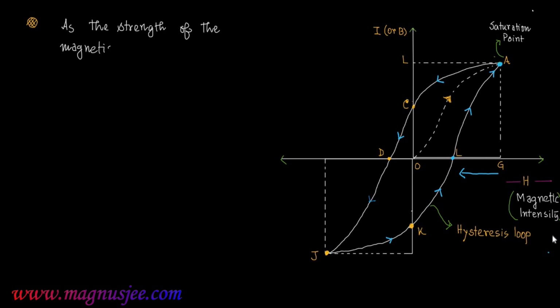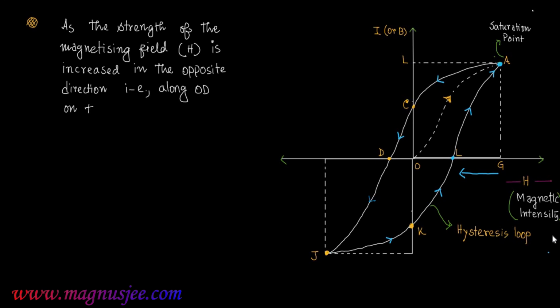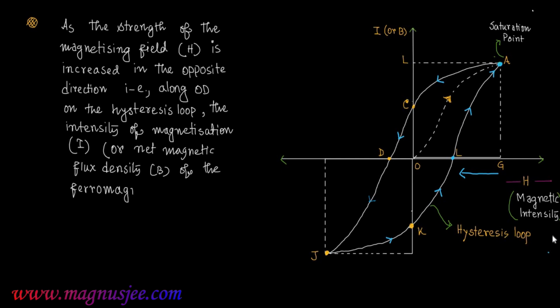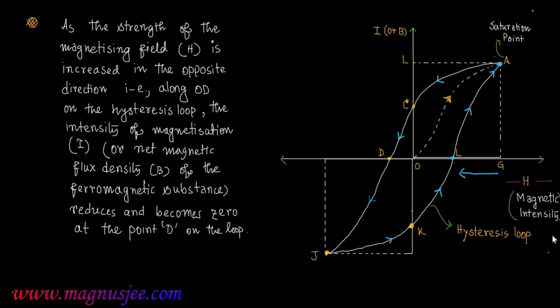From the point O, as the strength of the magnetic field H is increased in the opposite direction, that is along OD on the hysteresis loop, the intensity of magnetization I, or the net magnetic flux density B of the ferromagnetic substance, decreases and becomes zero at the point D on the hysteresis loop.